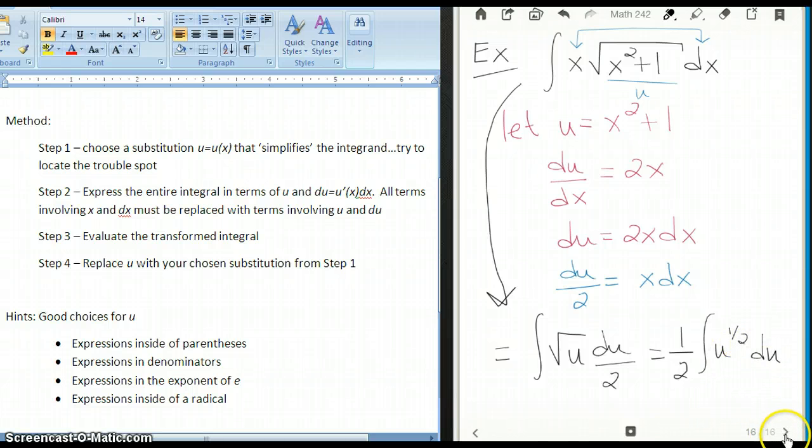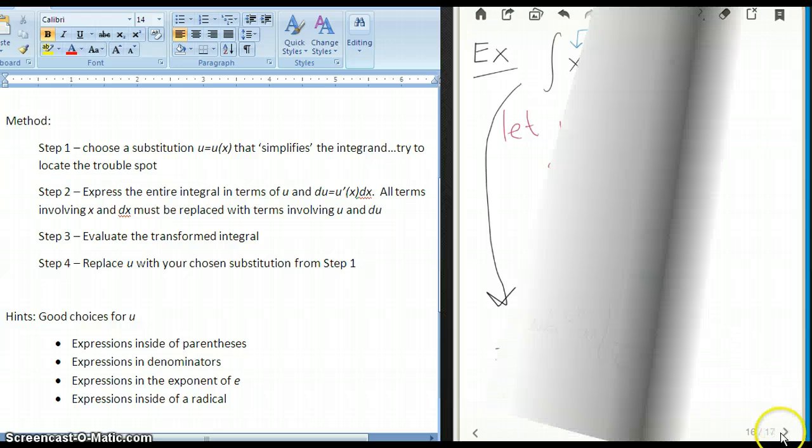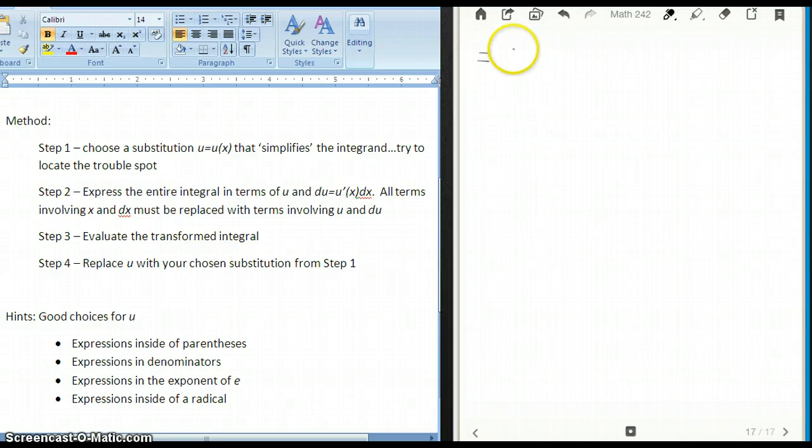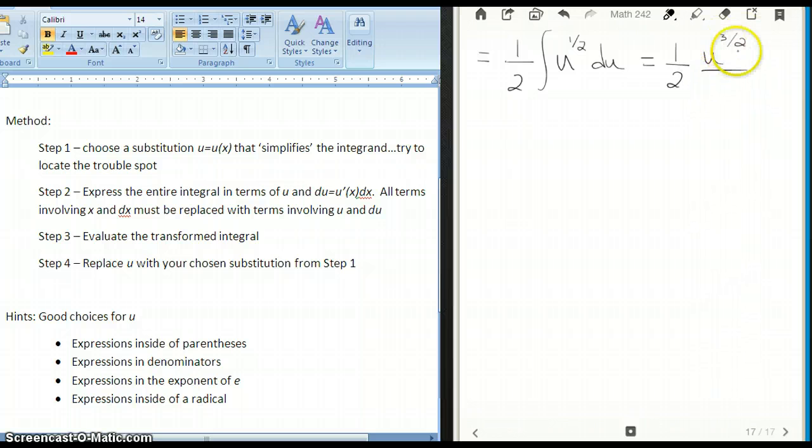Okay, great. Well, I can now do that integral, right? I know what the antiderivative of u to the 1/2 is, so let's go to our next page here. So this is, let's see, we have 1/2 integral u to the 1/2 du. And the antiderivative of that is 1/2 out front as a constant. So reverse the power rule. I add 1 to this power. 1/2 plus 1 is 3/2 over the new power, 3/2. And of course I need to include my constant of integration.